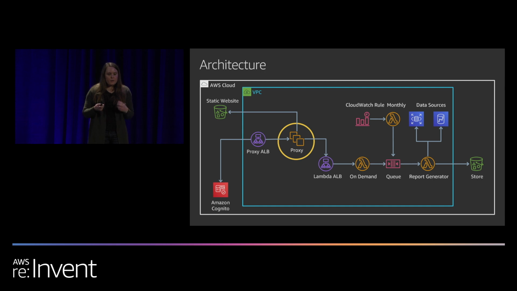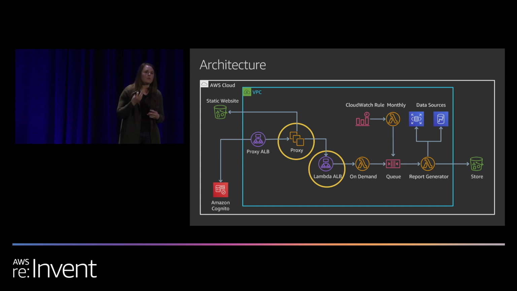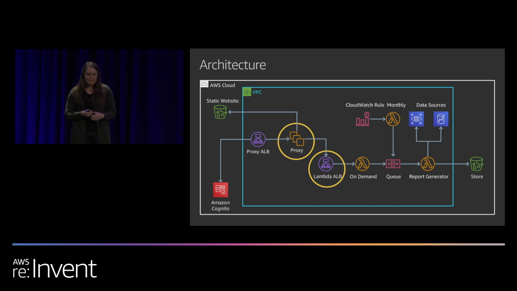The third architectural change was to move from using a private API gateway in front of the request generating, or the on-demand Lambda, to using an ALB. And that change is simply so that we could use a custom domain name for the Lambdas. Private API gateways don't allow you to use a custom domain name currently, last time I checked.